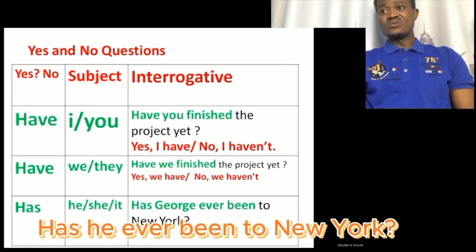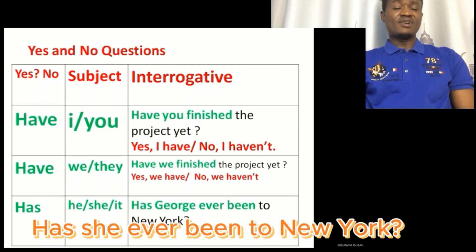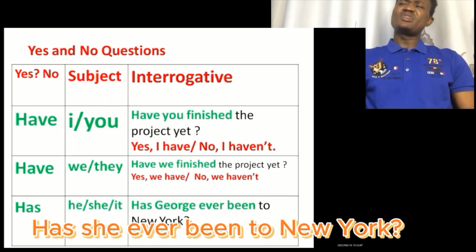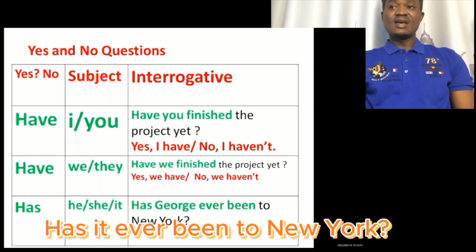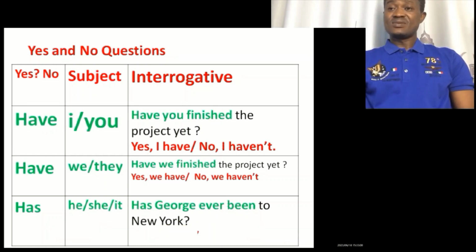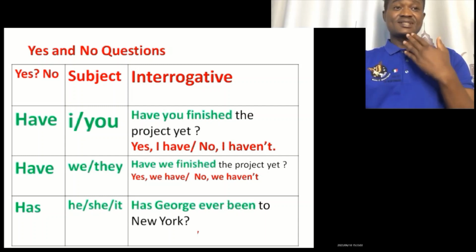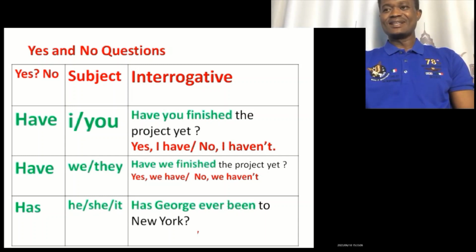If we use she, has she ever been to New York? And if we use it, has it ever been to New York? So you have to be aware of this when you're using the yes or no question in present perfect simple. This is simple, just for beginners. All right, guys, let's go.